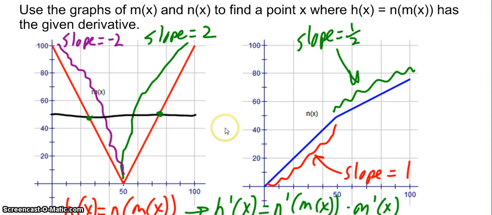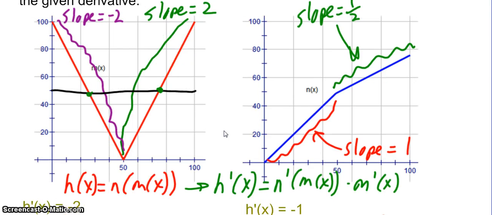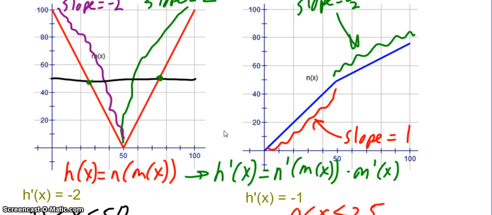So now I need to identify a couple things on the graph first. Okay, the slope of m of x is negative 2 between 0 and 50, and it's positive 2 between 50 and 100. That's important. The slope of n of x is 1 between 0 and 50, and it's 1/2 between 50 and 100. Notice that both of these are not differentiable at 50. Okay, so now all I would do is just pick a value to start. So just guess, just pick some value and see what happens, because that's the only way you're going to be able to figure this out.